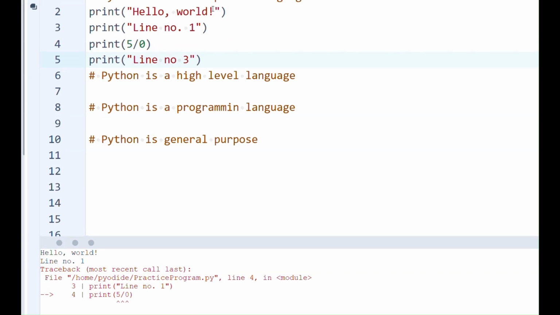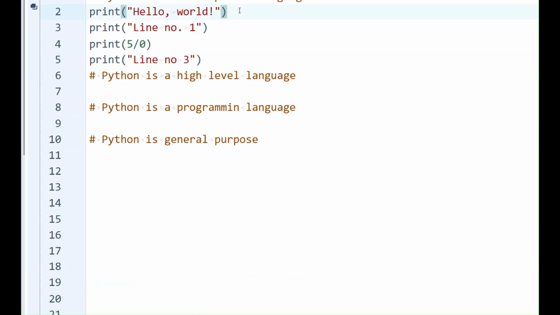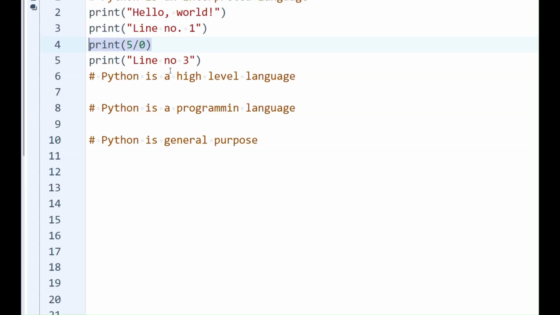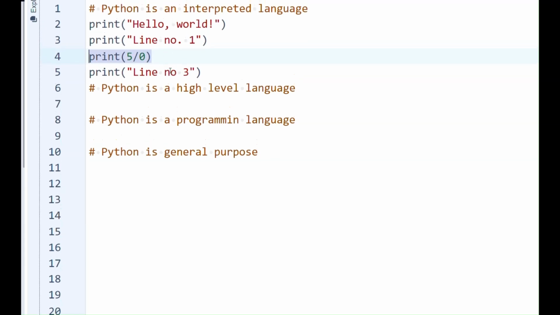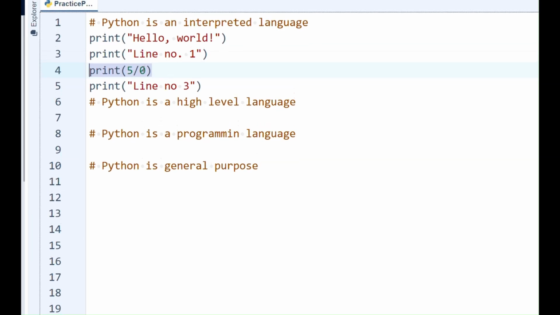If you notice, this was the first line, this was the second line, and this one was the third line, where we actually saw the error. Why did we see the error? Because of the basic maths rule: we cannot divide by 0, and we were trying to divide by 0. In programming languages, similar maths rules apply. If we try to divide by 0, the programming language will say, I cannot divide by 0, you are making a mistake.